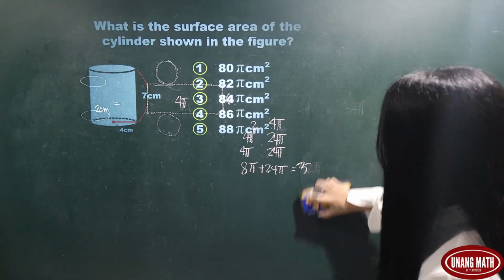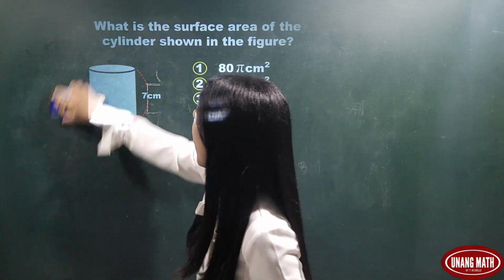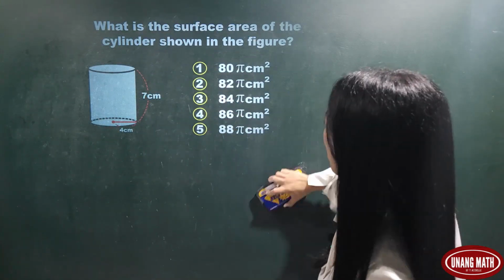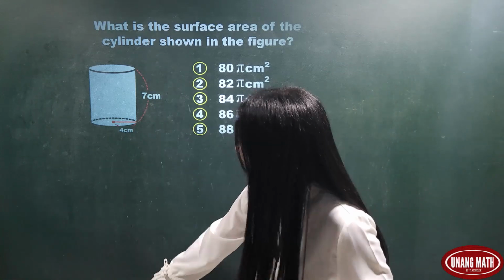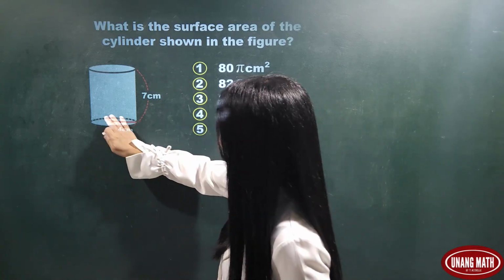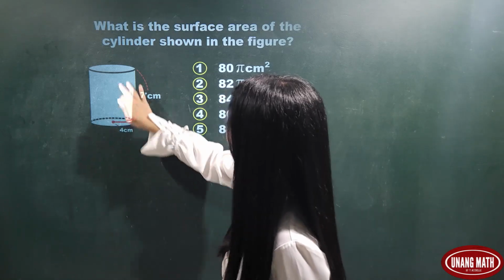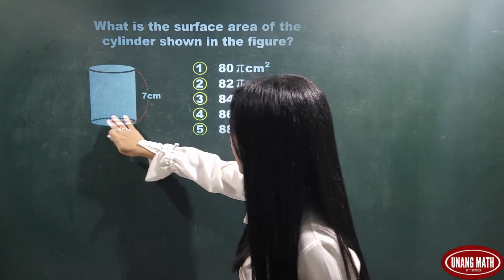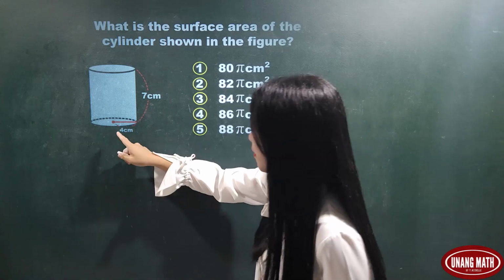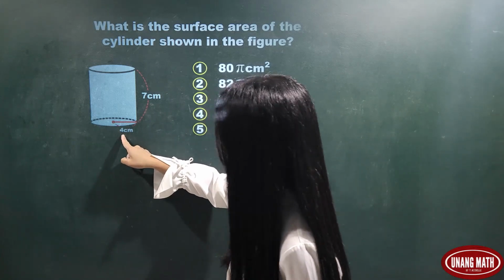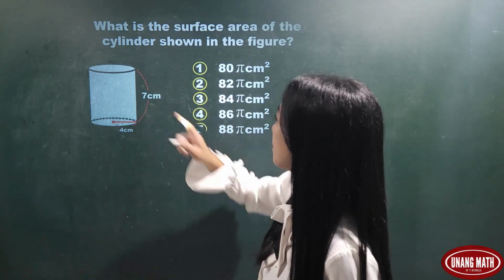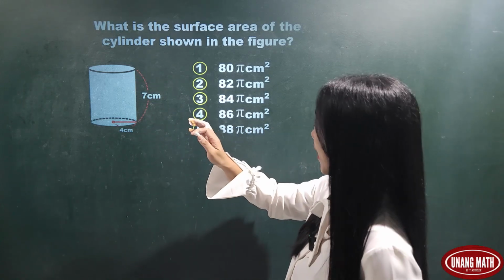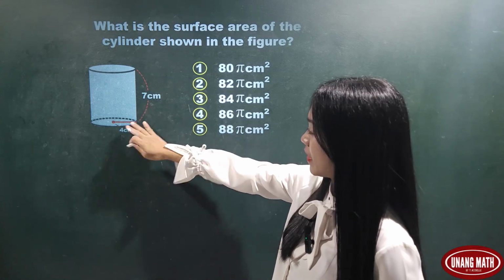Okay, this time, let's answer this simple problem. We will find the surface area of this cylinder. Okay, the bases of the cylinder are circles. And it's given here that the radius is 4 centimeters. The height of the cylinder is 7 centimeters. So what is the surface area of this cylinder?